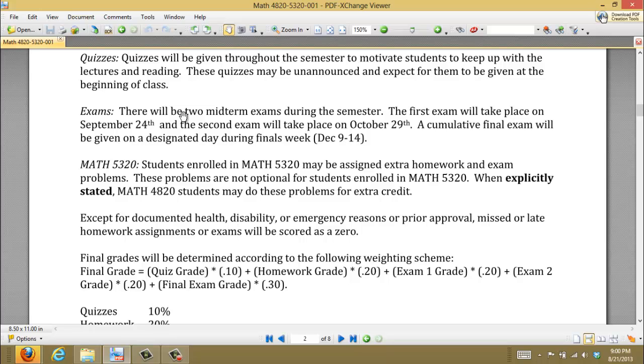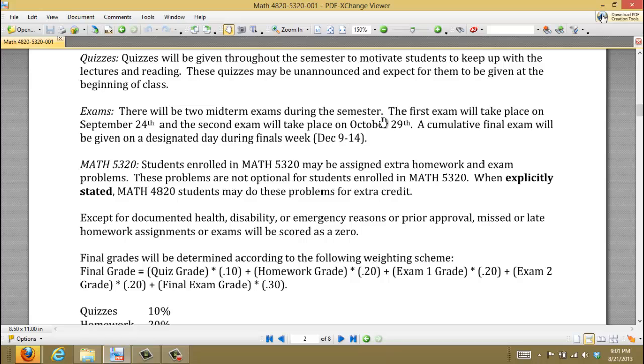There are going to be some exams throughout the semester. There's going to be 2 midterms and 1 final exam. The midterms are going to be on September 24th and October 29th. Those days are fixed. They're set in stone. They're not going to change unless the university closes down for the day or something like that. So expect to have the exams on those days.